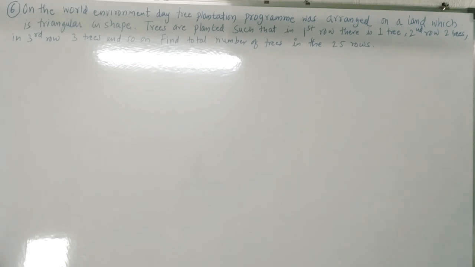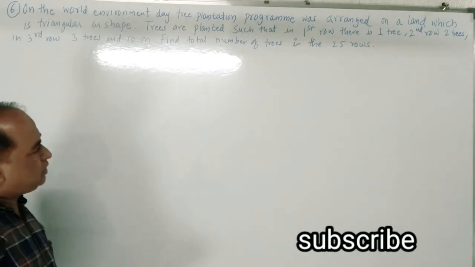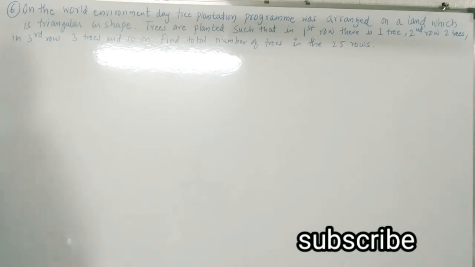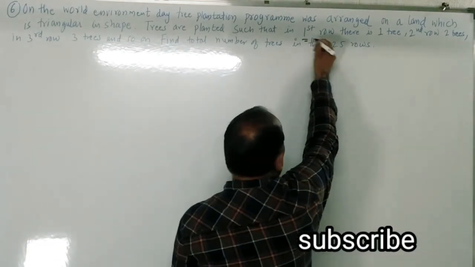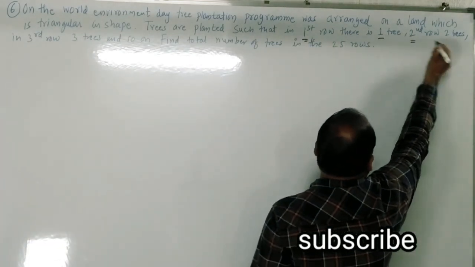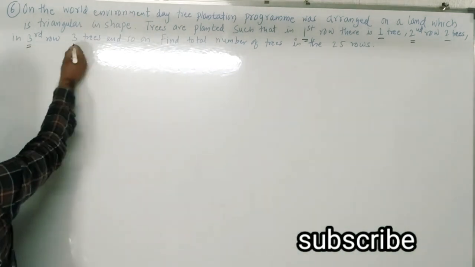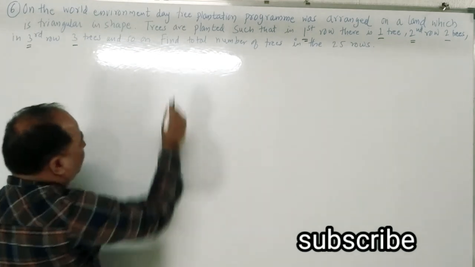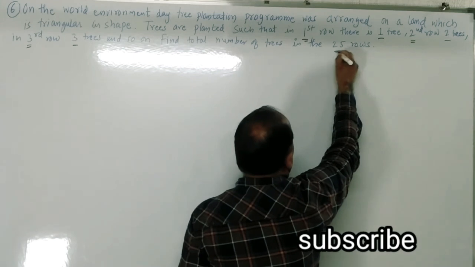Sixth example, on the World Environment Day, the tree plantation program was arranged on a land which is triangular in shape. Trees are planted such that in first row, 1 tree, second row, 2 trees, third row, 3 trees, and so on. Find the total number of trees in 25 rows.